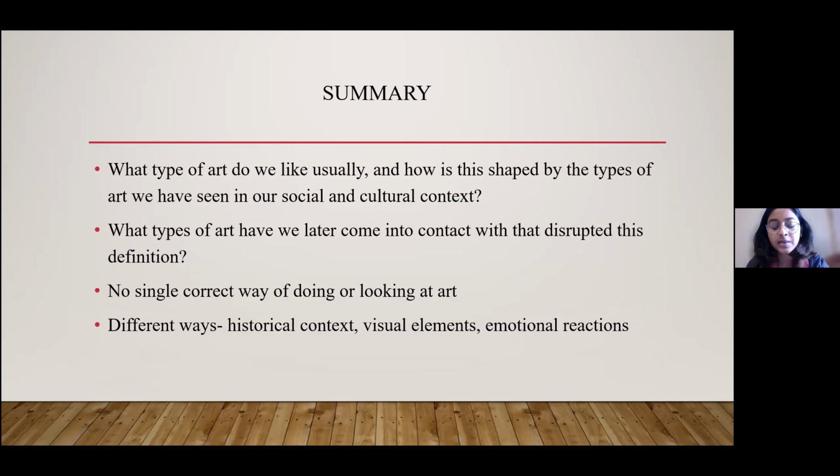Again, this last part is just what I wanted to bring out to this session. So we're taught there's a correct way of doing art or a correct way of looking at art, like drawing accurately. So sometimes people are like, I can't draw at all, I'm not an artist. But today in the session, I just wanted to bring out that there are so many ways that we can engage with art, right? We can look at the historical context, we can look at the visual elements, even our emotional reaction to it is part of that. So I don't think there's any single correct way of looking at or doing art.